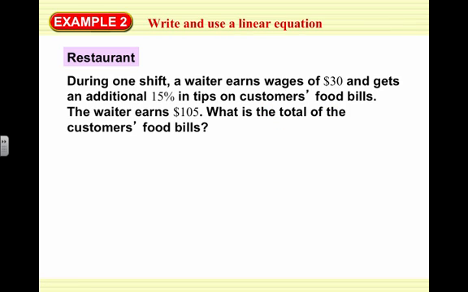During one shift, a waiter earns wages of $30 and gets an additional 15% in tips on customer food bills. So let's think about this. So it's saying one shift, the waiter gets $30 guaranteed. And then on top of that, gets 15% in tips on the food bills. The waiter earns $105. So we know how much the waiter gets all together with the $30 and the 15% in tips. What is the total of the customer's food bills?